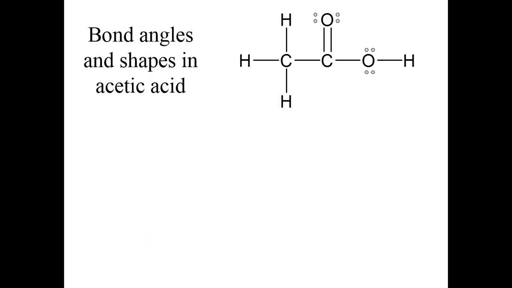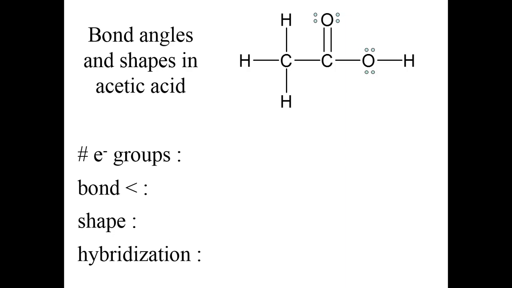In this example, we'll determine the bond angles, shapes, and hybridization at 3 different atoms in acetic acid. In each case, we'll start by counting the number of electron groups. First, for the carbon on the left, we see 4 single bonds. This would be 4 electron groups.